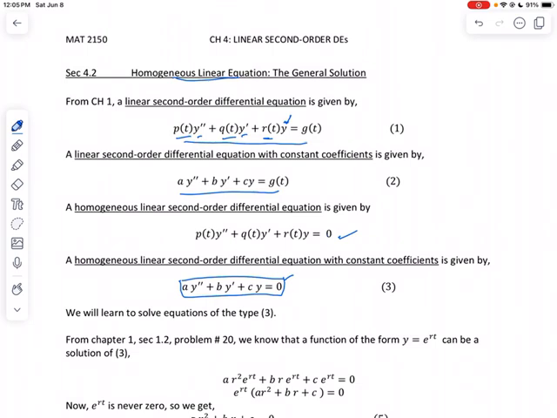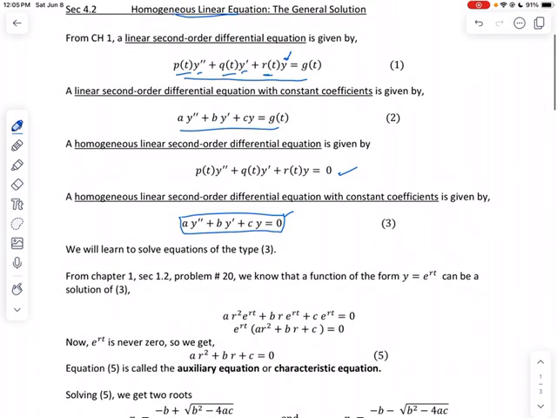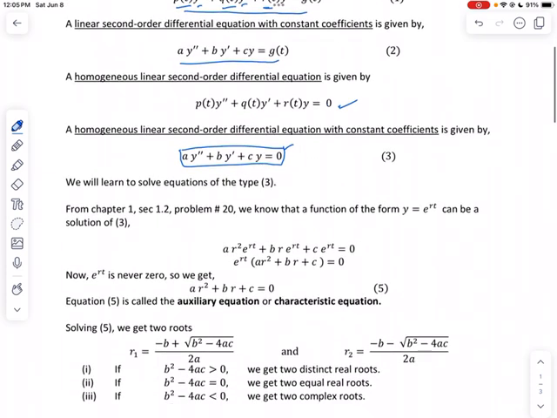If you recall again, in the last worksheet I gave you a problem from section 1.2 where you had to find the values of m such that e to the mt is a solution of a homogeneous second order differential equation. So we do the same thing here, but in place of e to the mt, now we are going to plug in e to the rt.